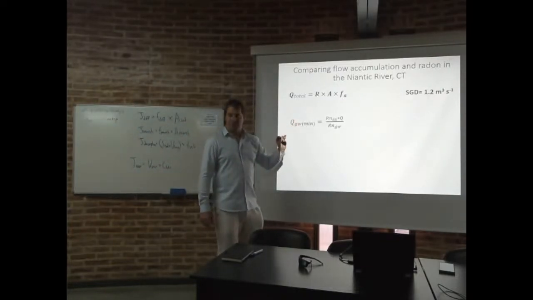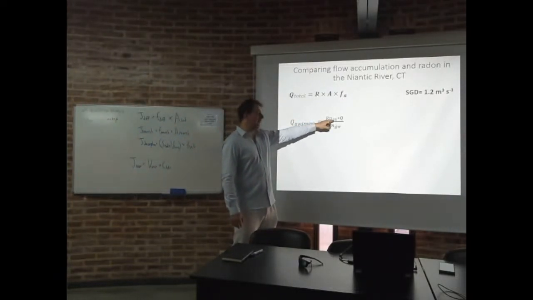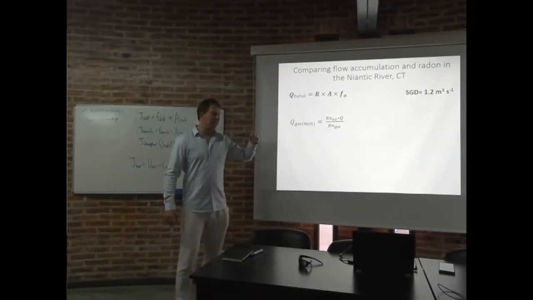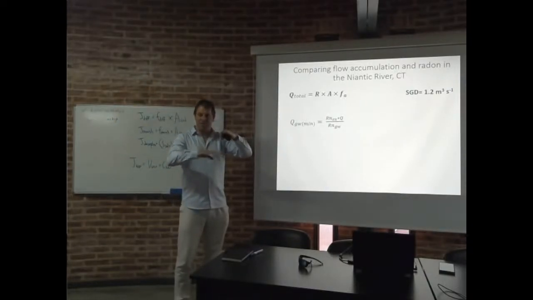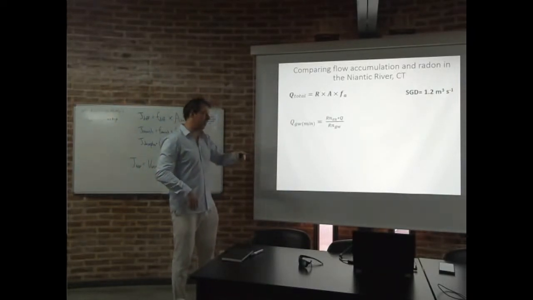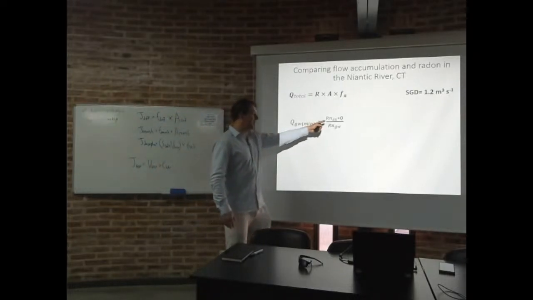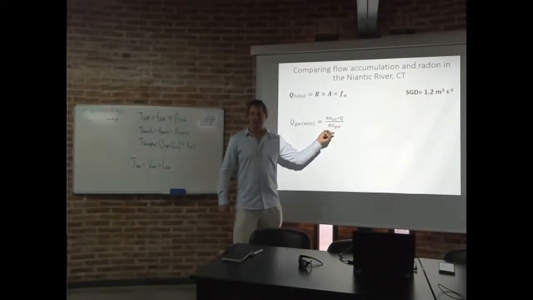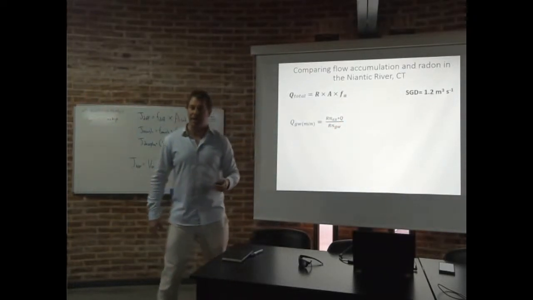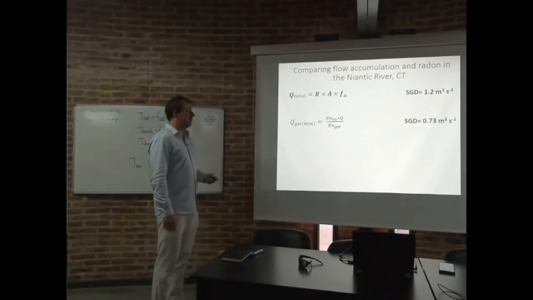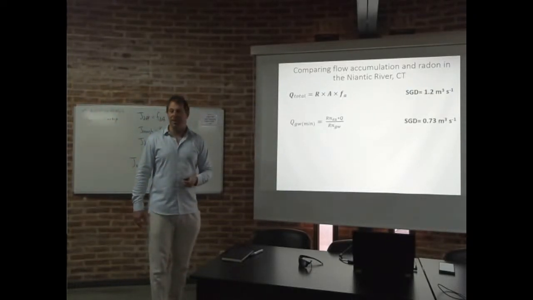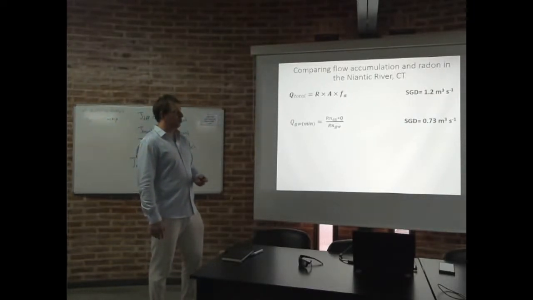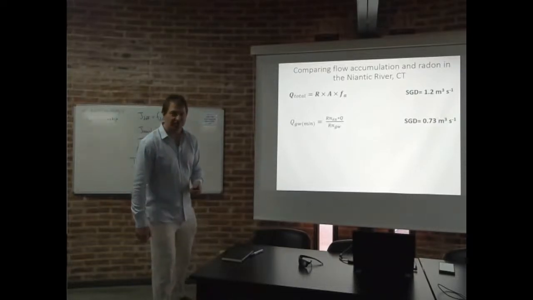We did the minimum. The minimum was the radon excess. The radon excess, if you remember, was the radon in the water minus this 226 radium that's calculated in the system, times the discharge out of the inlet, over the radon in the groundwater that we measured in wells nearby. And we got an SGD, the minimum, of 0.73 cubic meters per second. A little bit better than our radium stuff.